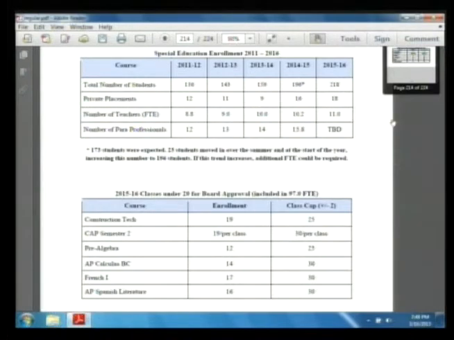That's not something that we're really able to predict. We weren't predicting 23 students coming in this past summer. So I just wanted to bring that to your attention as something that might come up in the future.